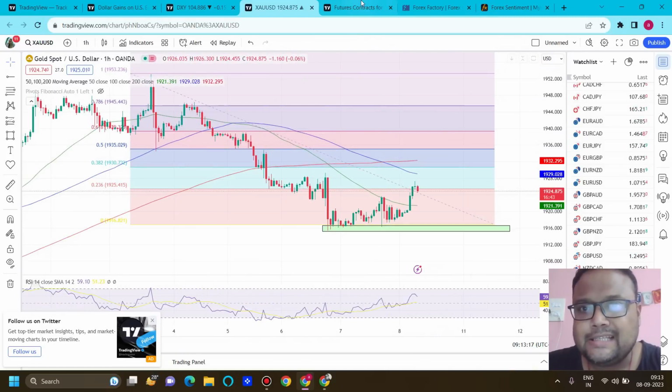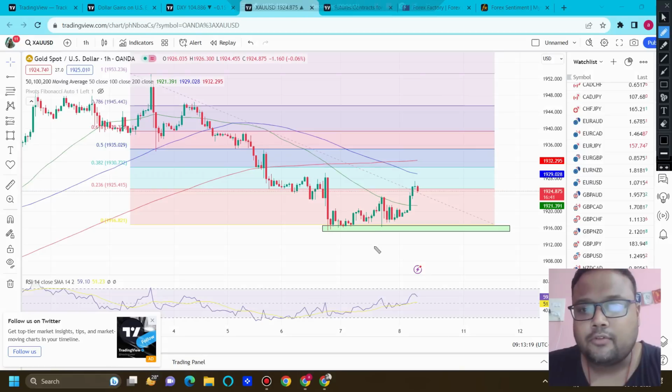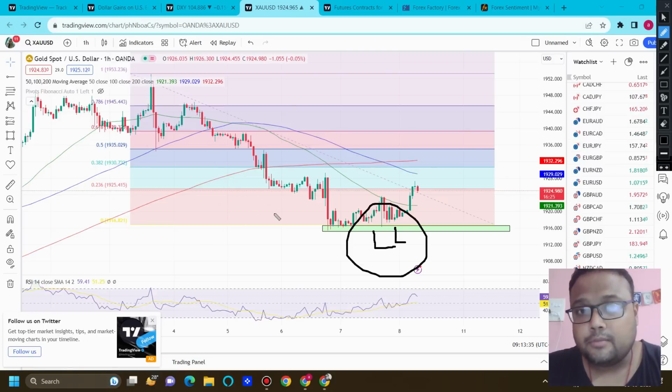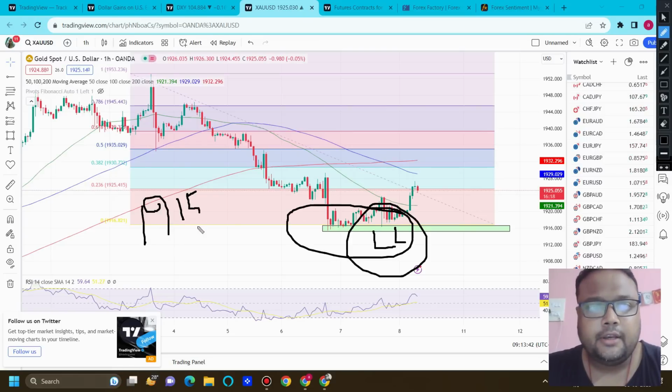But right now we can see that gold is no longer forming lower lows, which is a good sign, because to continue the downside, sellers need to push the market down. Sellers need to have the power. And how do we understand the power of the sellers? We understand it when the market forms a lower low. And here you can see that around 1915 to 1916 the market is no longer forming lower lows.